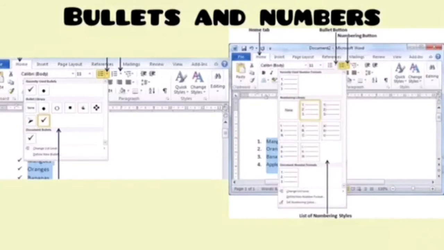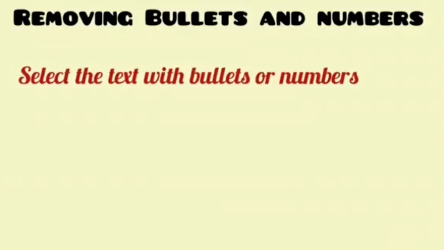This is the number option. Next to that, when you click on the drop down arrow, you can see whichever number option you want. You can select accordingly, and the selected text will be displayed accordingly.